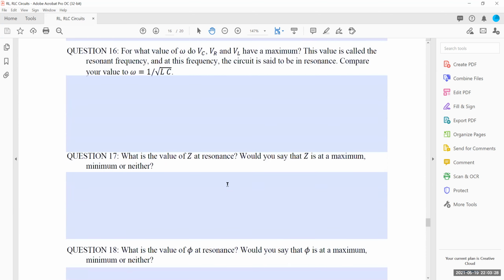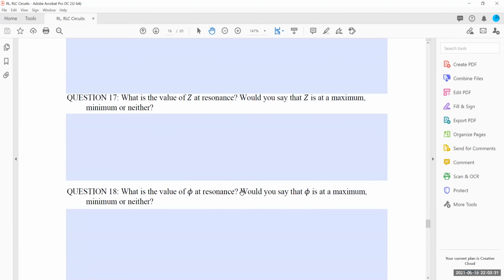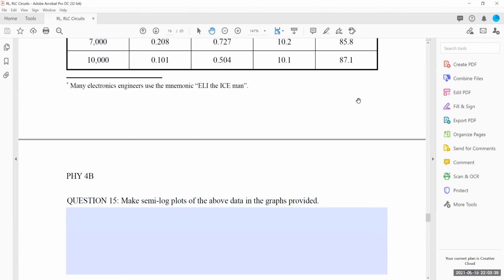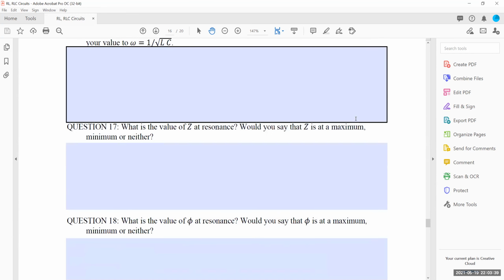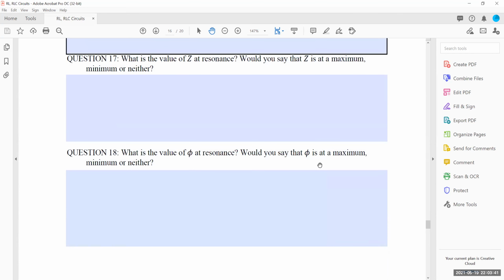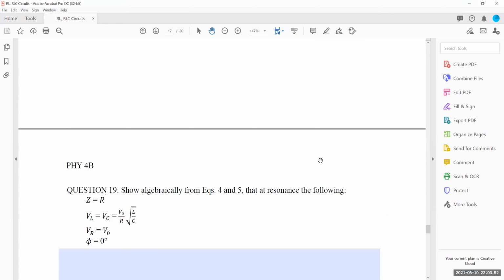So that is it. What is the value of phi at resonance? That's 0. You can look at it exactly from this data in here. It should be 0 at resonance, okay? What would you say that phi is at, a maximum, minimum, or neither? It's actually neither. It's an inflection point. It's really changing the curvature, the shape of it.